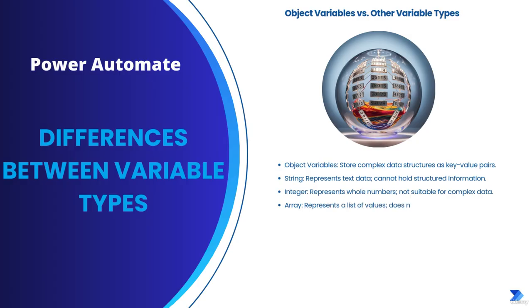Integer variables, as you might guess, only store whole numbers, which are not suitable for complex data needs. Then we have arrays, which are great for storing lists of values, but don't provide the key-value pairing that object variables offer. Understanding these distinctions will help you choose the right type of variable for your specific needs.